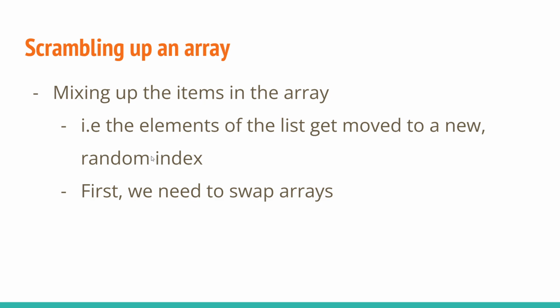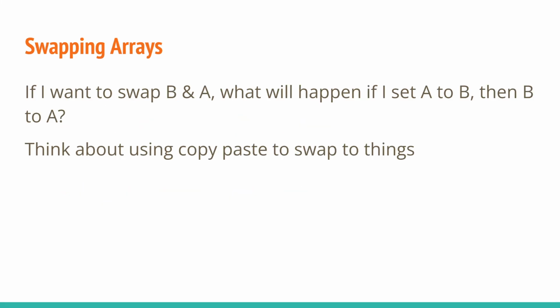To scramble up an array, you need to mix up the items in an array, which is basically you want to move the elements of the list from their original index to a new random index. To do that, first we need to swap elements.